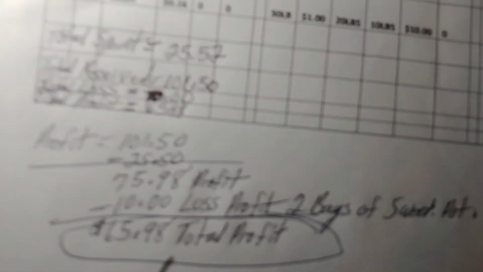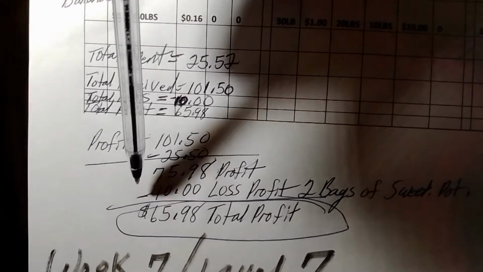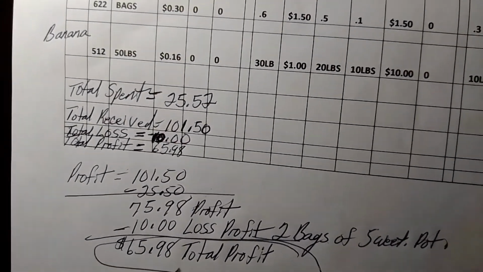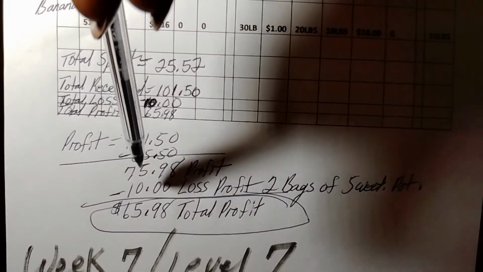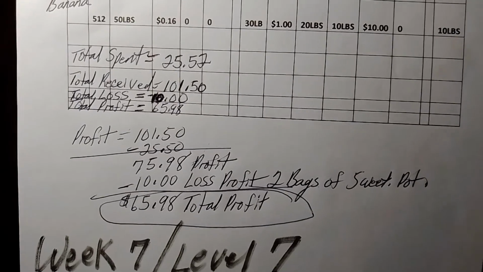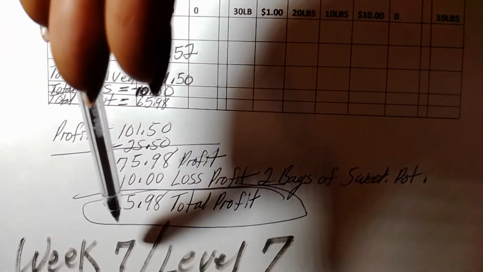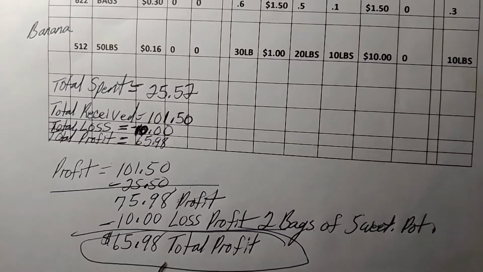Okay? So we made a profit off of produce. You see at the bottom, we made a profit on produce of $75.98. But now we got to take the $10 off because we lost 2 bags of sweet potatoes. So our profit is not $75.98 because we got a minus $10. Okay? And then when we minus the $10, it turns into $65.98. So that $65.98 is our real profit because we lost $10, because we lost 2 bags of sweet potatoes. Okay? So that's how you do that.